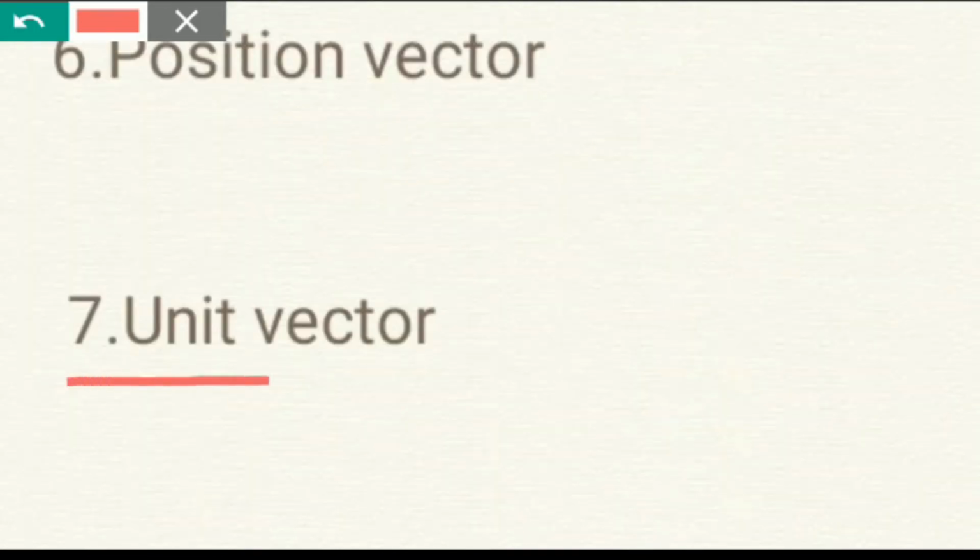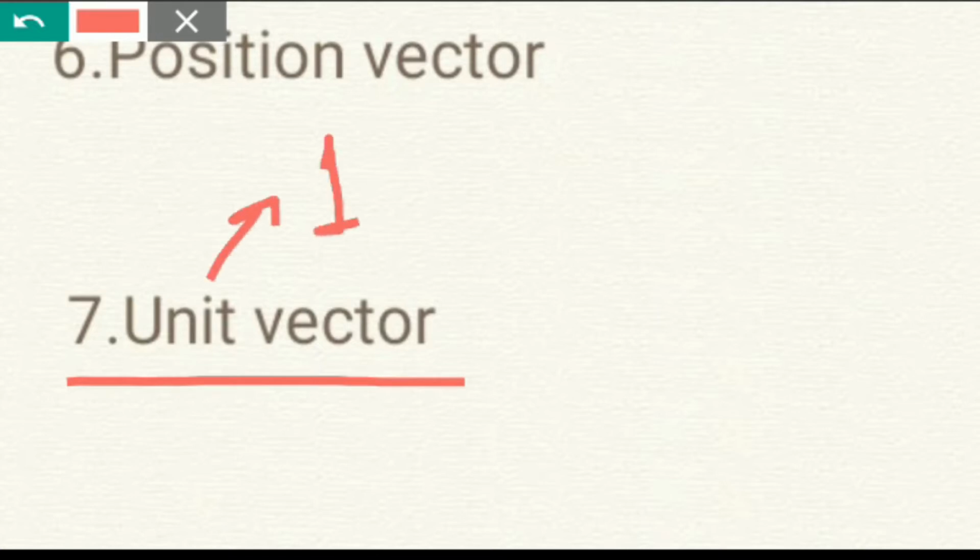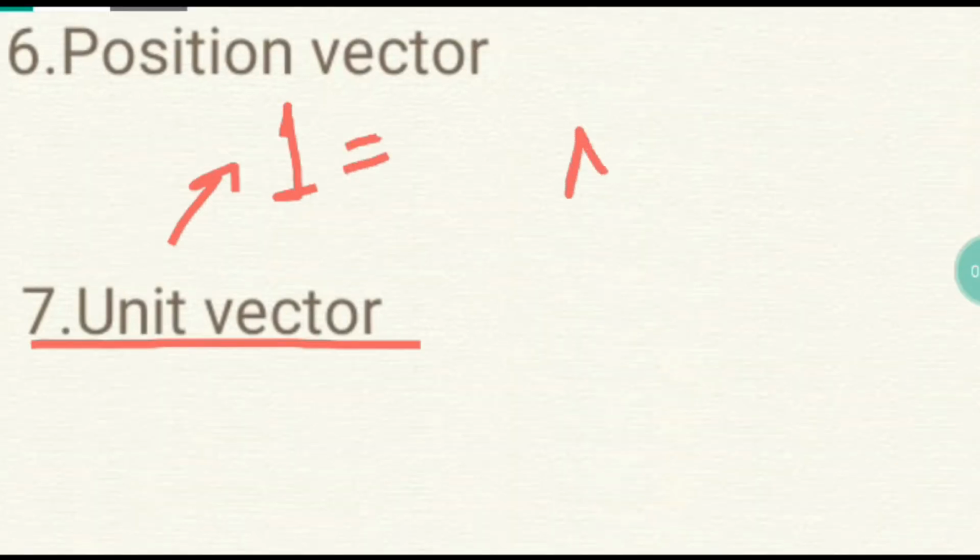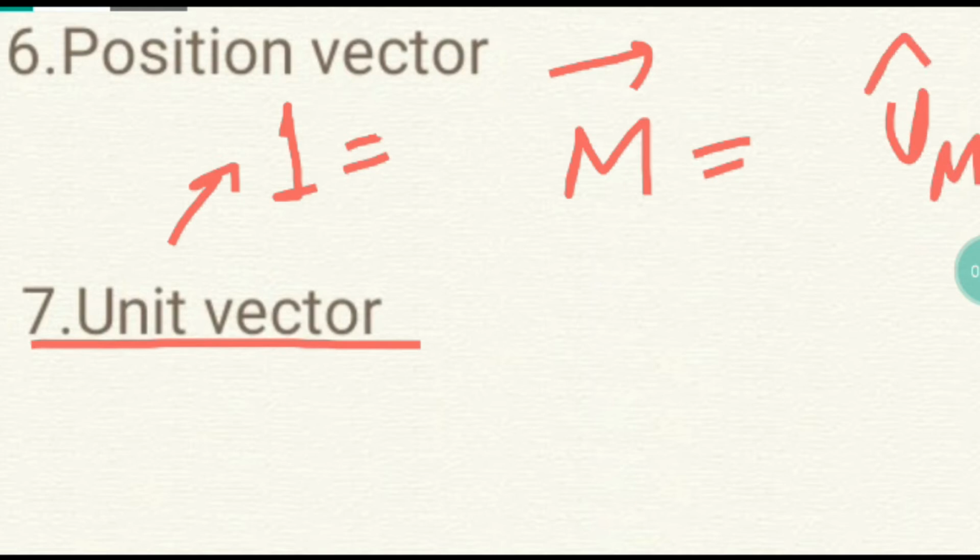Another type of vector is called the unit vector. Unit means 1. So in this case the vector has magnitude equal to 1. Like we have seen the zero vector which has 0 magnitude, a unit vector has magnitude equal to 1. Suppose m bar is a vector and its unit vector is given by m cap, and m is the magnitude. Then a vector can be written as the magnitude times the unit vector.